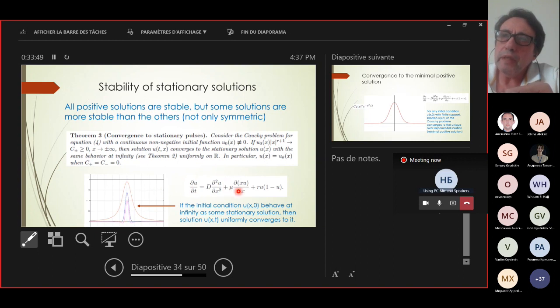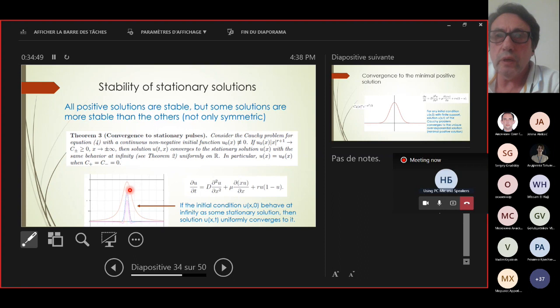Let us take some positive initial condition. Mathematically speaking, it's a Cauchy problem, with some initial condition on the whole axis. And then if the initial condition behaves at infinity as some stationary solution, if it has the same asymptotics, then the solution will converge to the stationary solution. Of course, we talk now only about positive solutions. So there are two types of positive solutions here, with over-exponential decay and polynomial decay. In both cases, if the initial condition behaves at infinity as the corresponding stationary solution, then the solution of this equation will converge to this stationary solution.